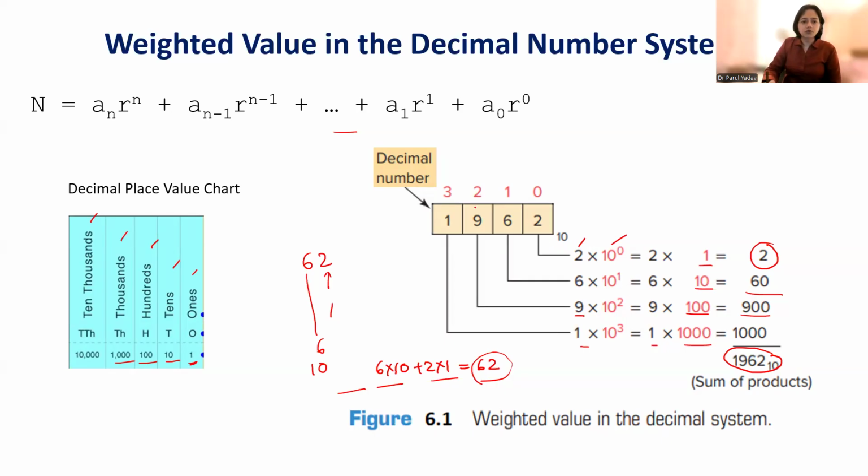Now here, just look at this thing also. Like this is 0, 1, 2, 3, right? So first one's place we will write 0, and then 1, and then 2, and then 3. The same can be understood like 2 into 10 to the power 0, then 6 into 10 to the power 1, then 9 into 10 to the power 2, and then 1 into 10 to the power 3. So 10 to the power 0 will be 1, 10 to the power 1 will be 10, 10 to the power 2 will be 100, and 10 to the power 3 will be 1000, right? So this is a weighted value in the decimal number system.